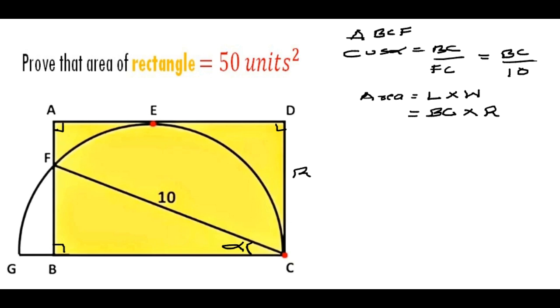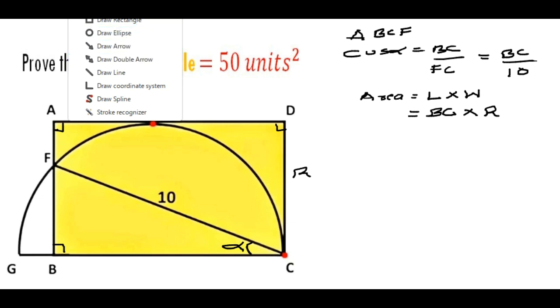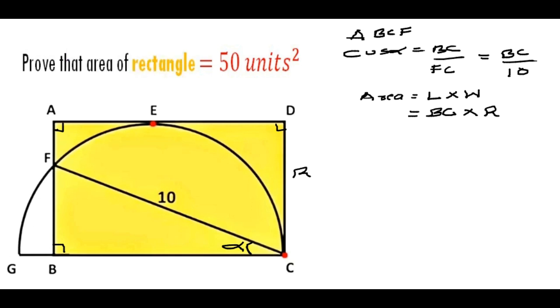In that case, we will use the property that the diameter subtends an angle of 90 degrees at the circumference. So if we join point F, let me use a straight line there, if we join point F to point G, because line GC is the diameter, so it means the whole length GC is the diameter, and the diameter is twice the radius.